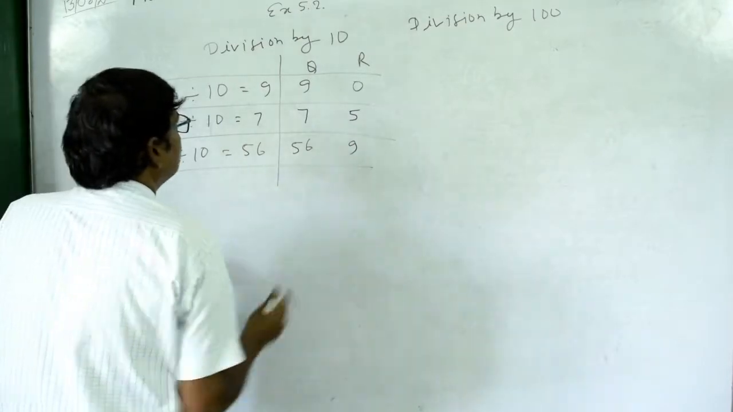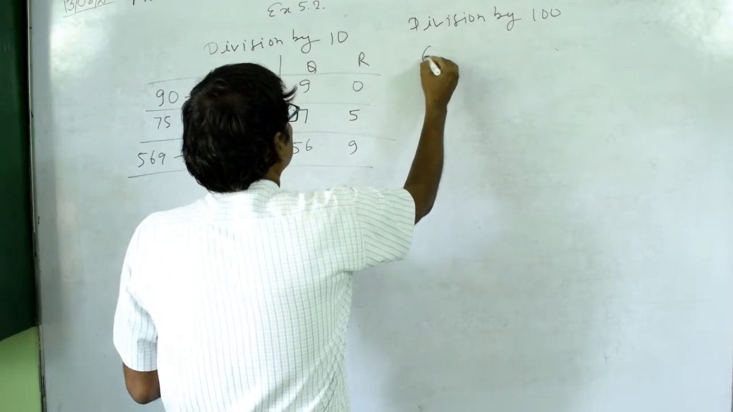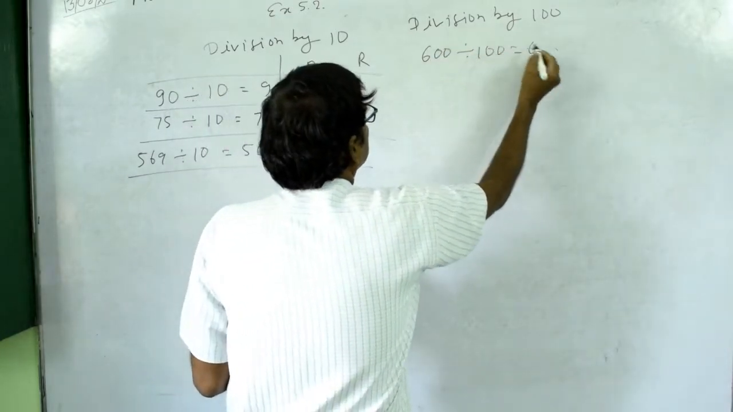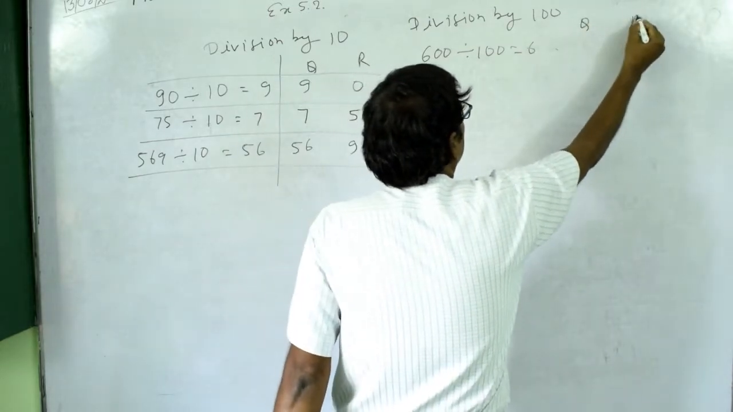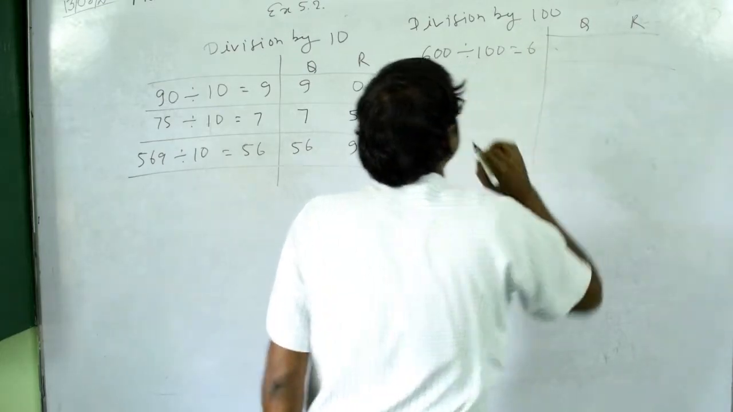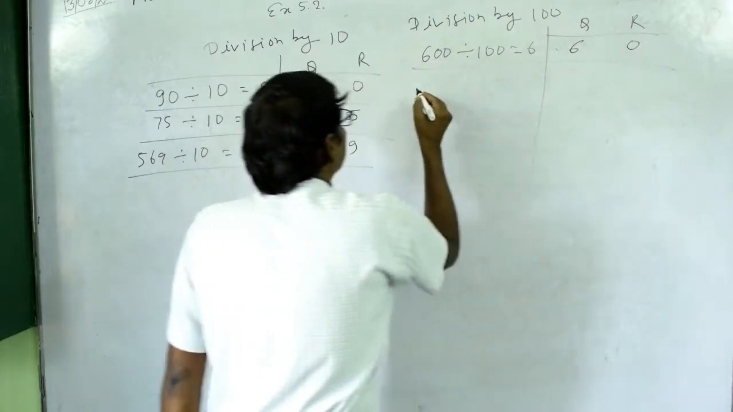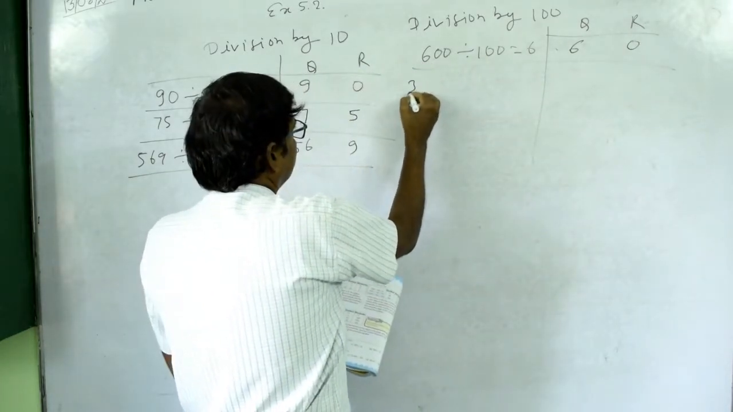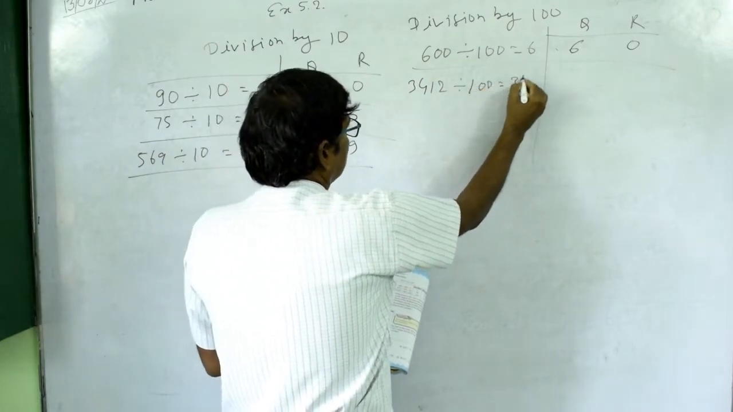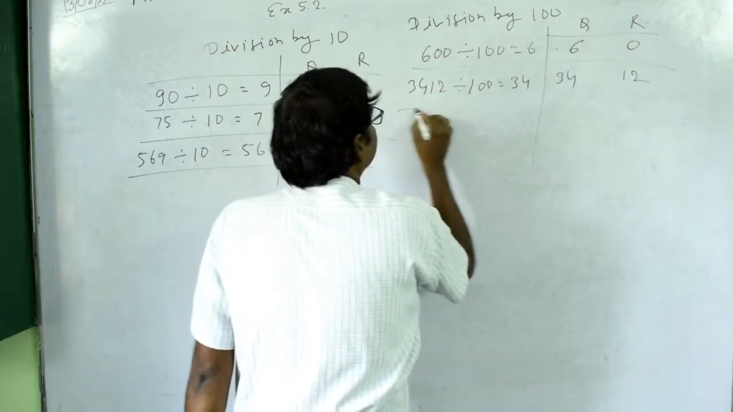Okay, now here another example. You have the number 600 divided by 100 equal to 6. So here the quotient and remainder are there. So what is the quotient here? 6 and the remainder is 0. Then next is 3412 divided by 100 equal to 34. So the quotient is 34 and the remainder is 12.